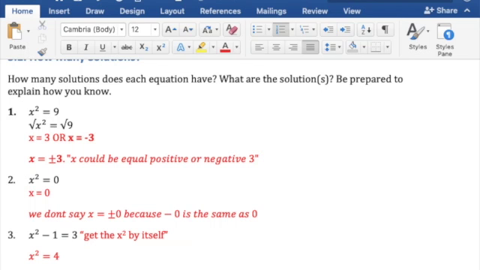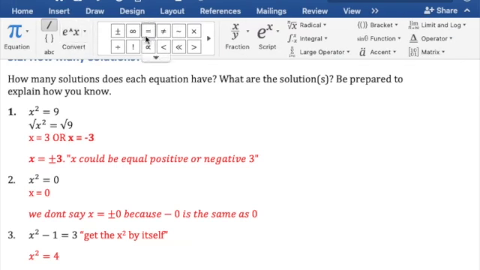And what times itself gets me 25? Well, that has to be 5 or negative 5. So I got plus or minus 5 there.